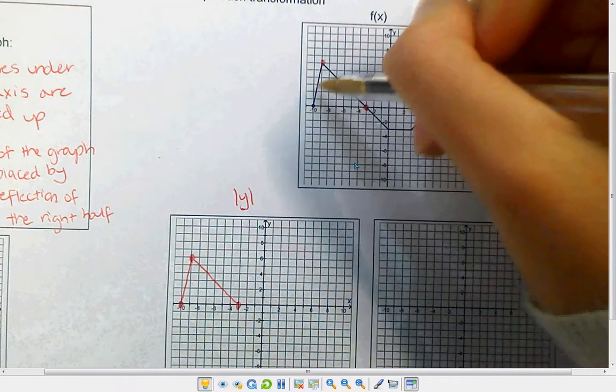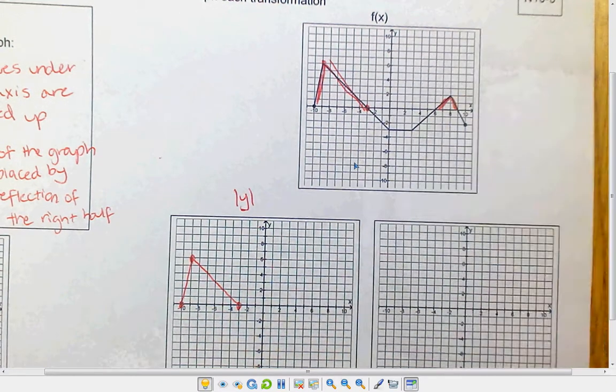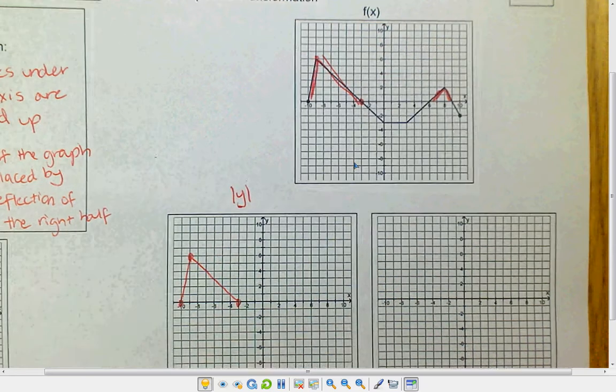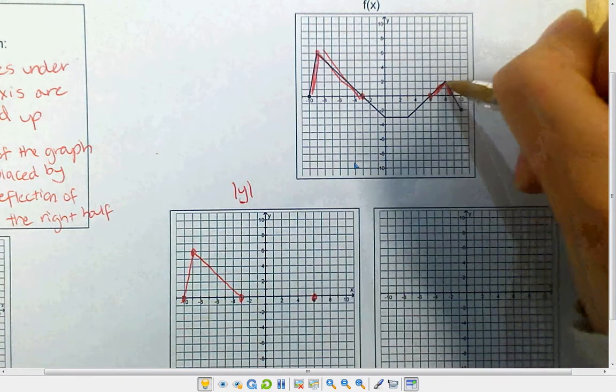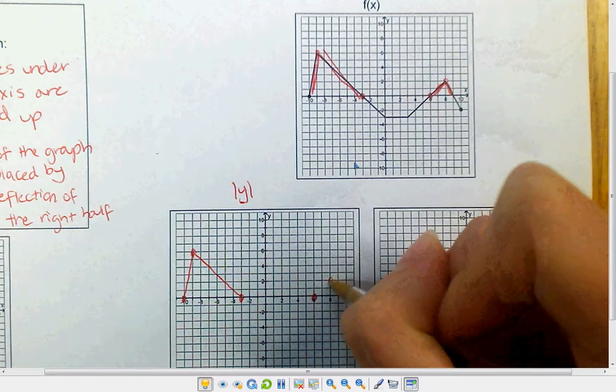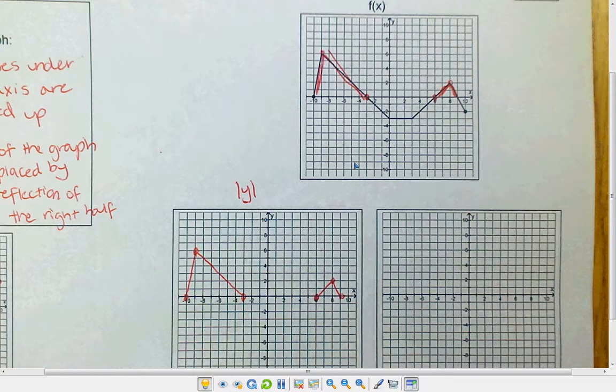What else is above the x-axis? So this part right here is this little piece right here. All these are your positive y's, which don't change. So this is 6, 0. It goes up to 8, 2, and then down to 9, 0. So all of this has stayed the same.